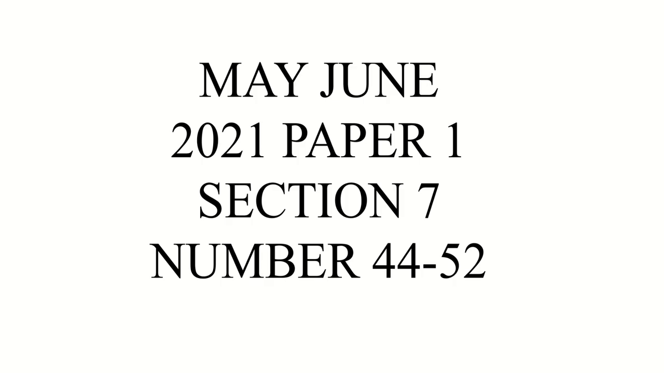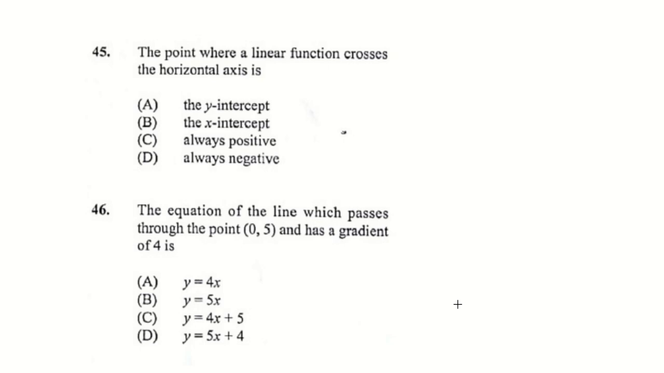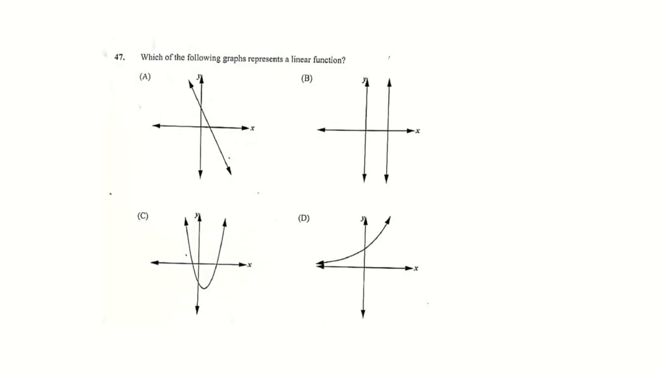Let's look at May, June 2021. Section 7, which is Relations, Functions, and Graphs, numbers 45 to 52. The point where a linear function crosses the horizontal axis. Horizontal is your x-axis, so it's the x-intercept. The equation of the line, we did this: the point 0, 5, 5 is c, 4 is your gradient, so y is equal to 4x plus c. Relation, which of the following is a linear function? A.